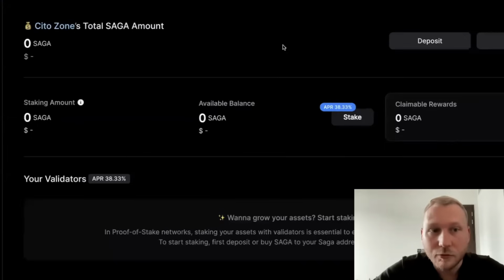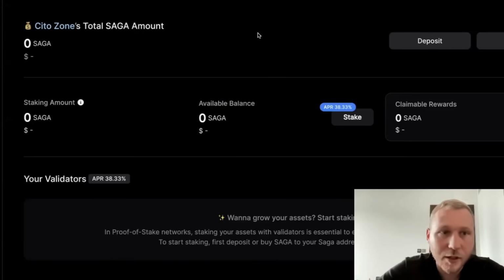So if you received your Saga airdrop and you want to stake them because you want to qualify for Saga ecosystem airdrops, you don't want to sell them, or you want to stake half, right? You can do that here on Keplr. You can also do that on Leap Wallet.